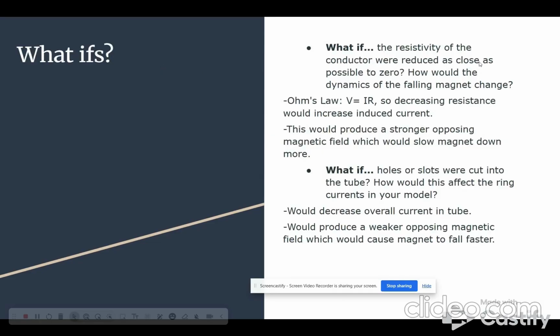What if the resistivity of the conductor were reduced as close as possible to 0? Using Ohm's law, V equals IR, decreasing resistance would increase the induced current I, and this would produce a stronger opposing magnetic field, which would slow the magnet down more. And what if we had holes in the tube? This would decrease the overall current in the tube, producing a weaker opposing magnetic field, which would cause the magnet to fall faster.